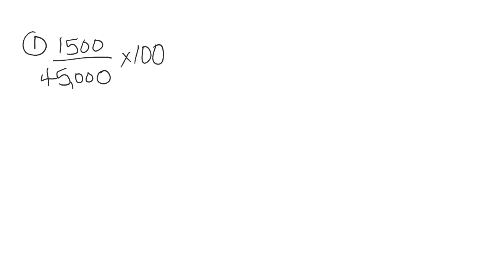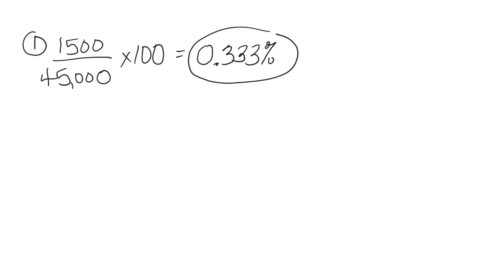Starting with number 1, what is the birth rate for a city that has a population of 450,000 and 1,500 births per year? So we're going to use births over total population. You can go ahead and use your calculator for this and solve. And when we use our calculator, we're going to round to 3 significant digits. So the answer is 0.333%.